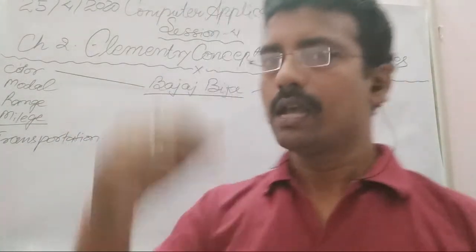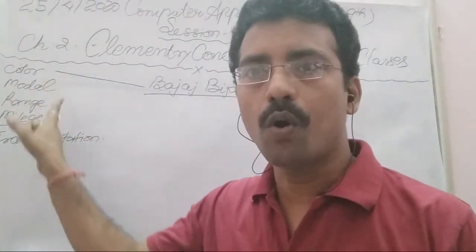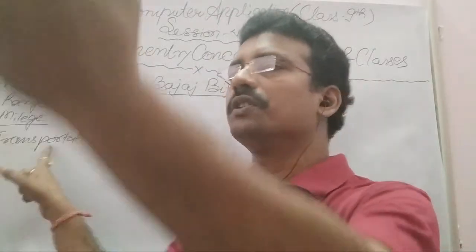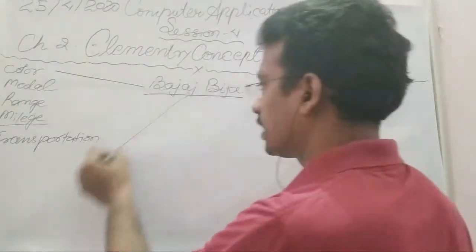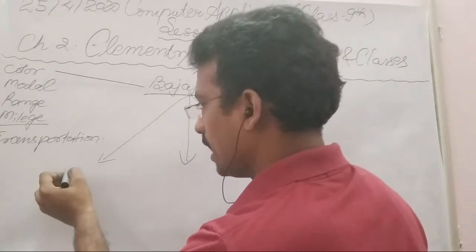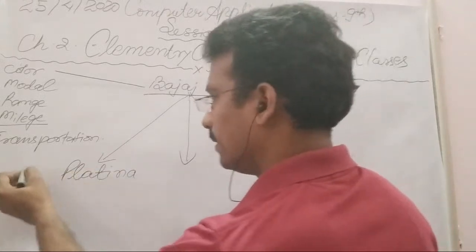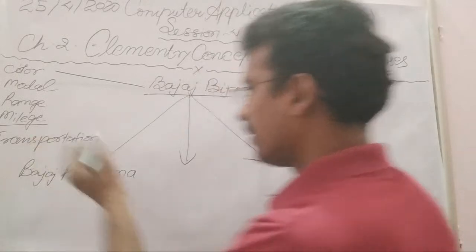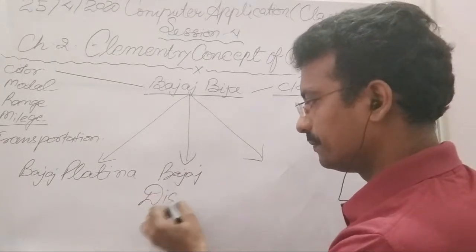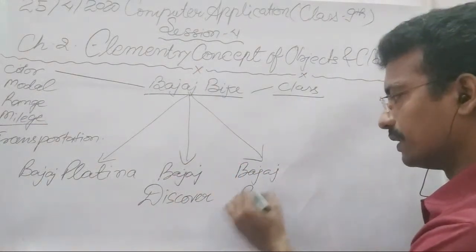Now, if I take the example of the Bajaj bike, the Bajaj bike class defines all these features already, and these features are adopted under the class's objects, that is Bajaj Platina, Bajaj Discover, Bajaj Pulsar.